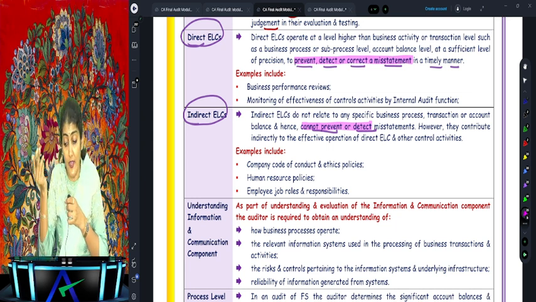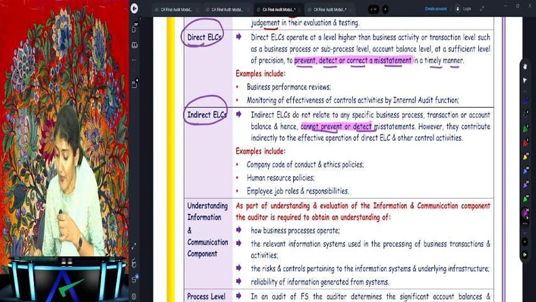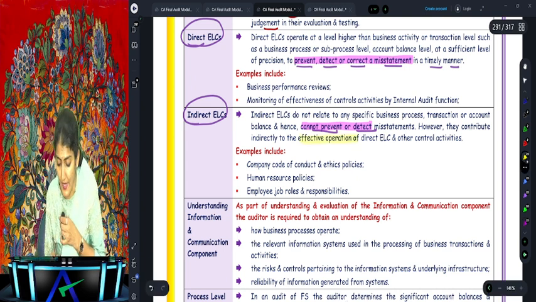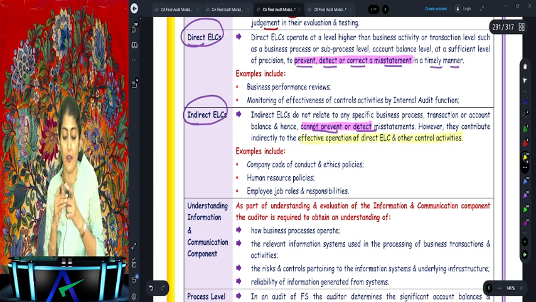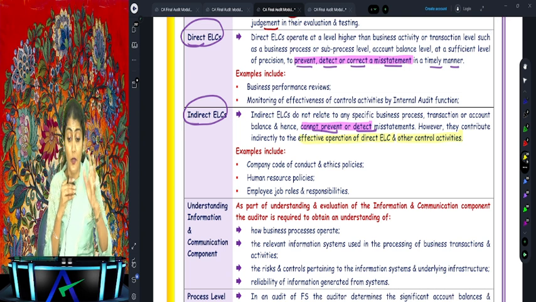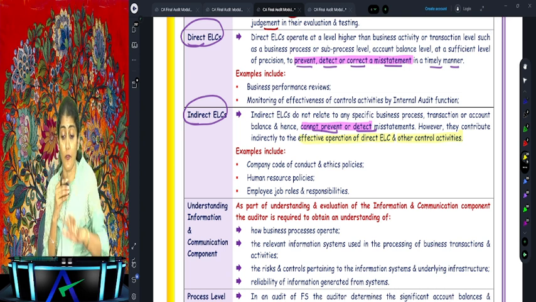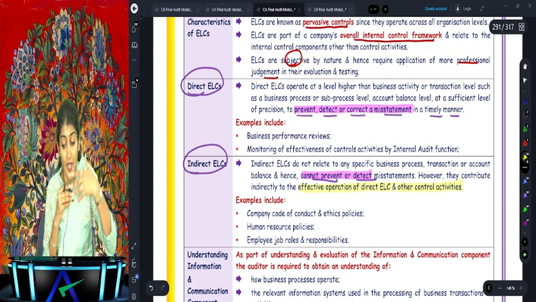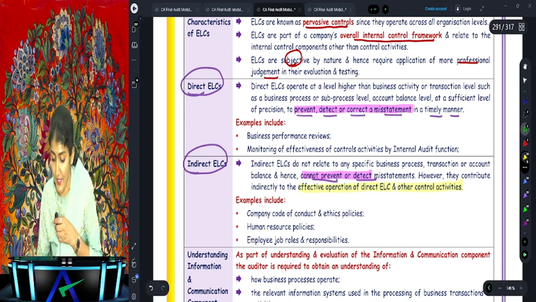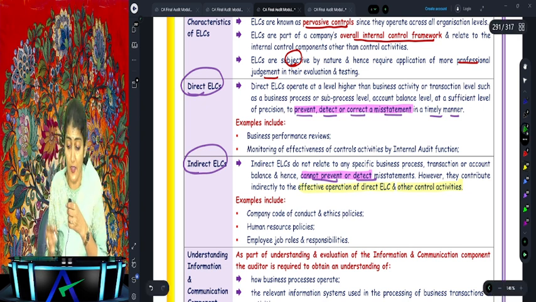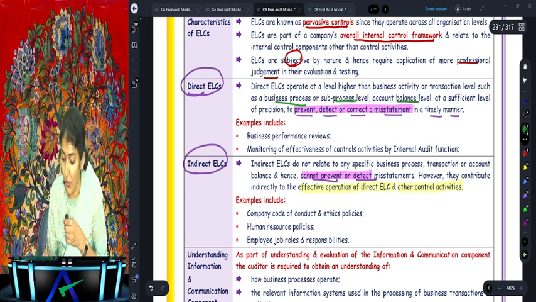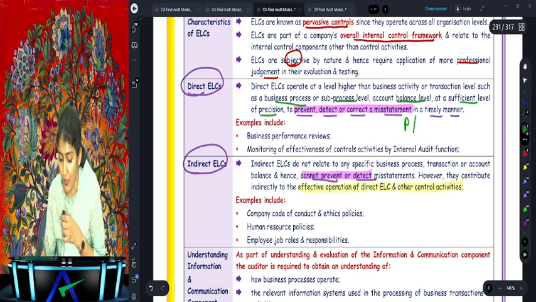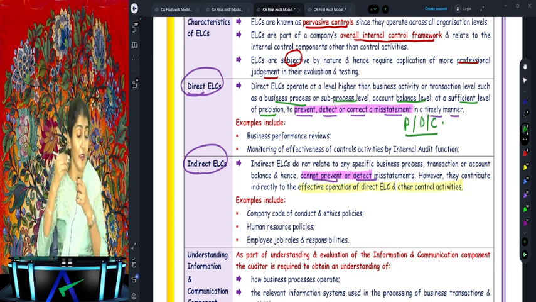But what does it say? They contribute to the effective operation of the direct entity level controls and the other control activities. So direct entity level controls operate at a level higher than the business activity or transaction level, such as at a business process or sub-process level or at an account balance level, at a sufficient level of precision. Why? To prevent or detect or correct a misstatement in a timely manner.